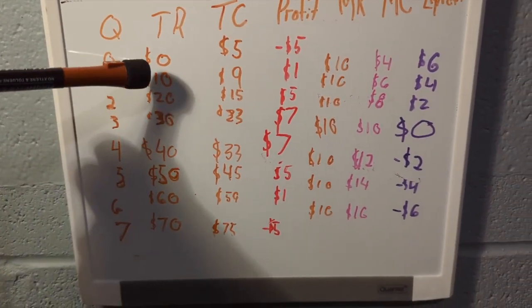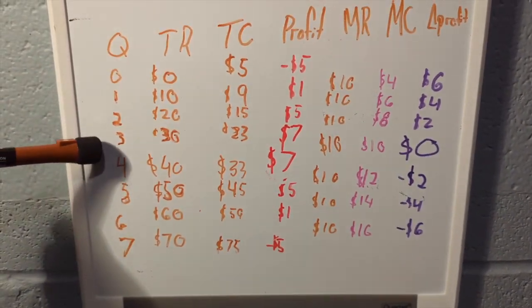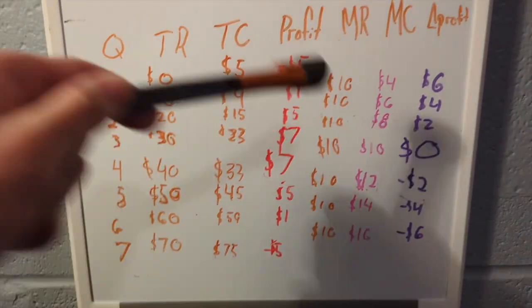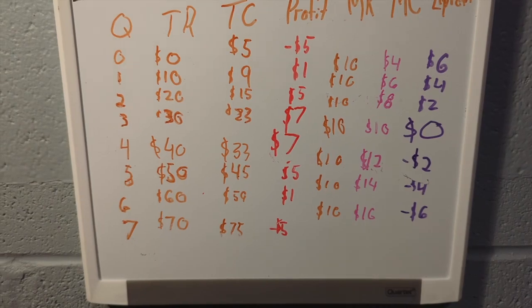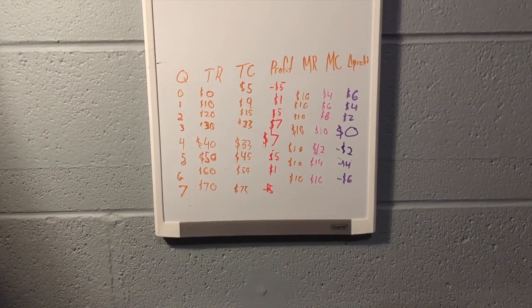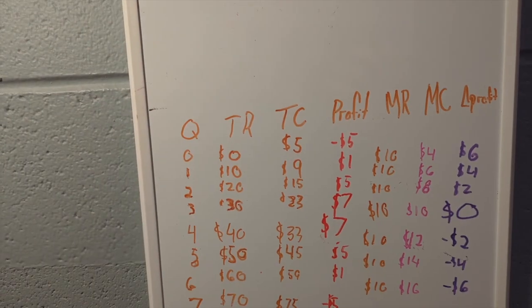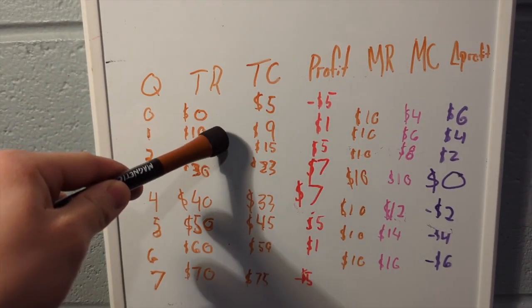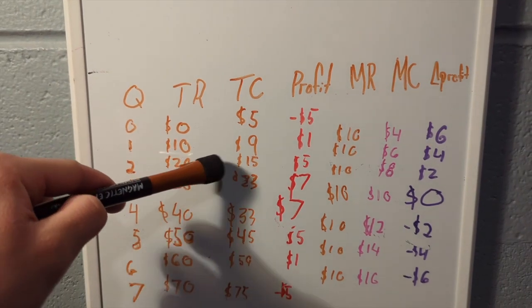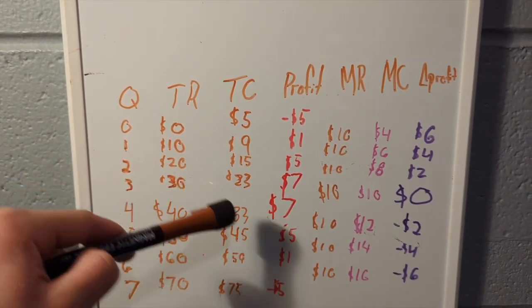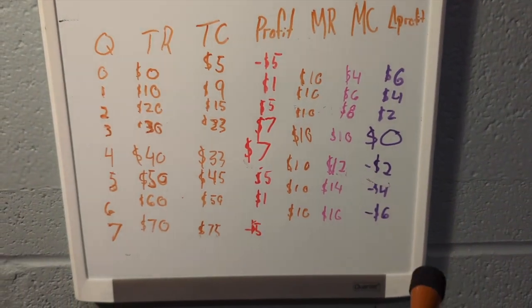For 1 to 2, it's 10 to 20, so that's $10. For 20 to 30, that's also $10. It goes all the way down to 7 loaves of bread. Marginal cost represents the change in total cost when adding an additional piece of bread to their package. So from 5 to 9, that's $4. From 9 to 15, that's 6. 15 to 23, that's 8, and it goes all the way down to 16.